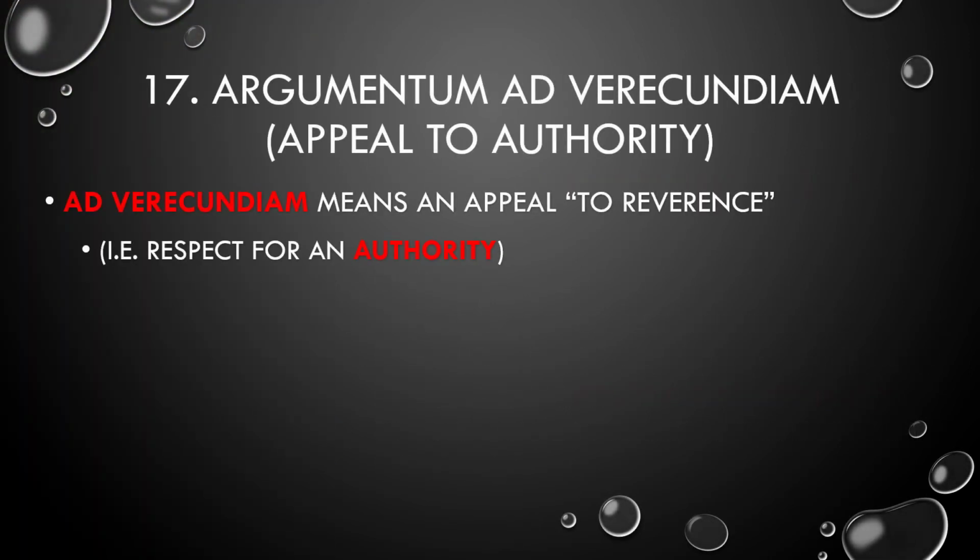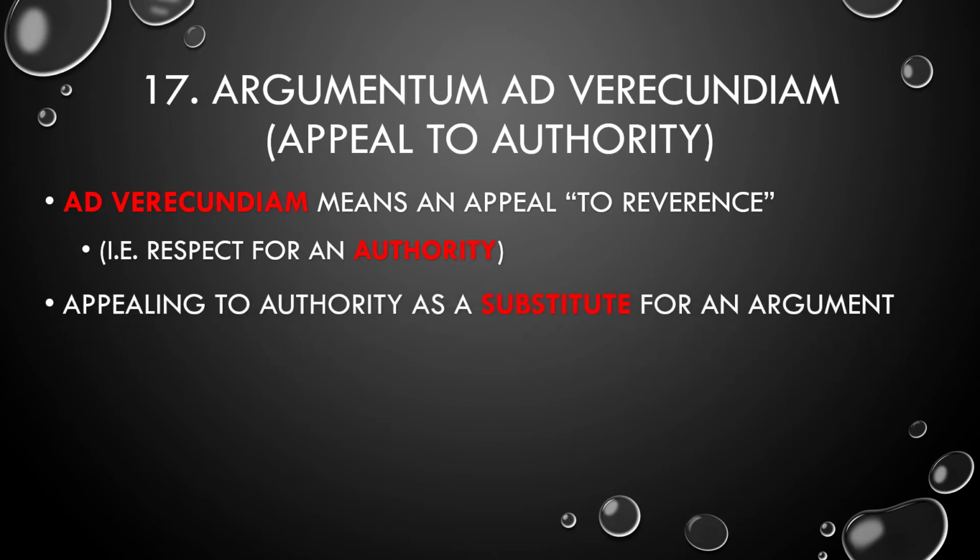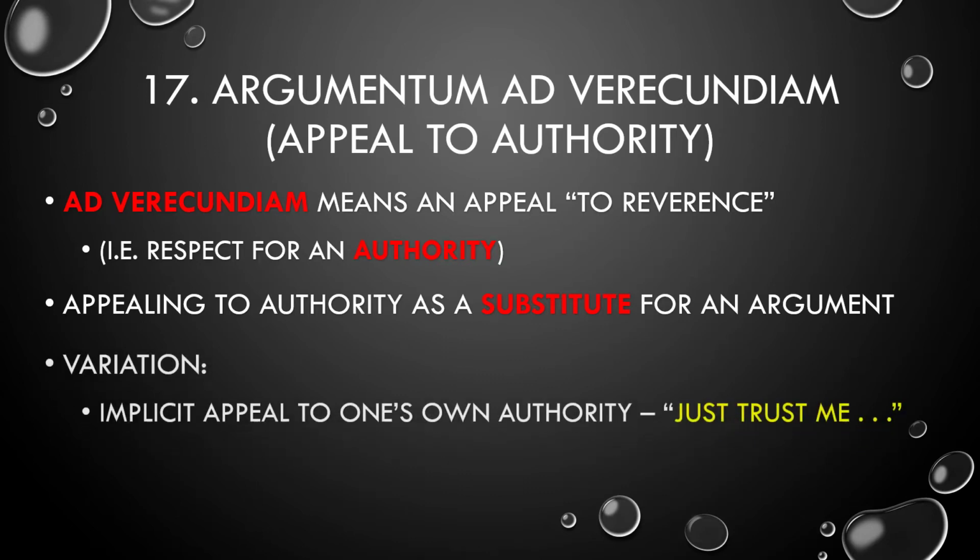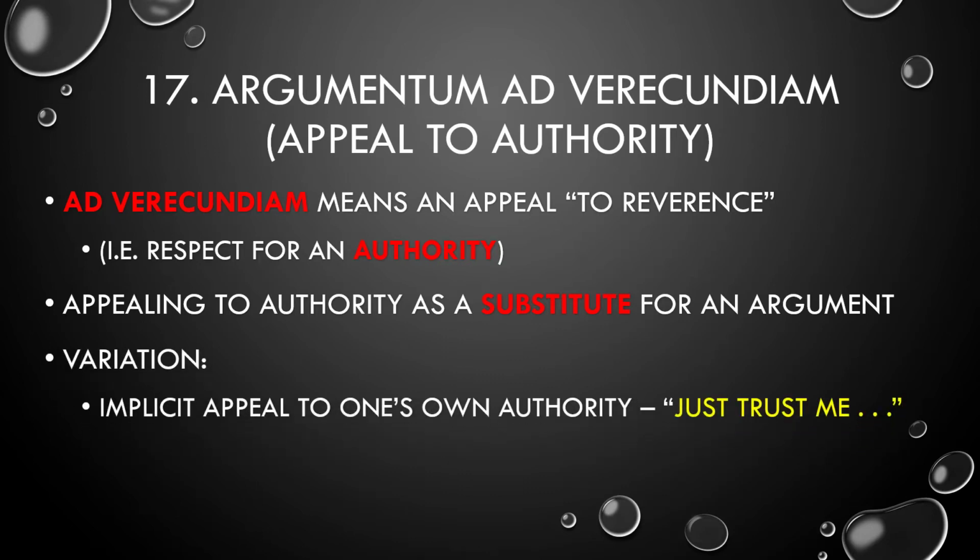Our next fallacy is called the Argumentum ad verecundiam, which means an appeal to reverence, or we just generally call it an appeal to authority. The fallacy is appealing to authority as a substitute for an argument. Instead of presenting evidence to support the conclusion, you cite the supposed authority who agrees with your conclusion. And that may take the form of an implicit appeal to even your own authority, like just trust me. The implication being just accept what I'm saying because I'm smarter than you. The general scenario plays on people's desire to be viewed as intelligent by agreeing with others who are considered intelligent.